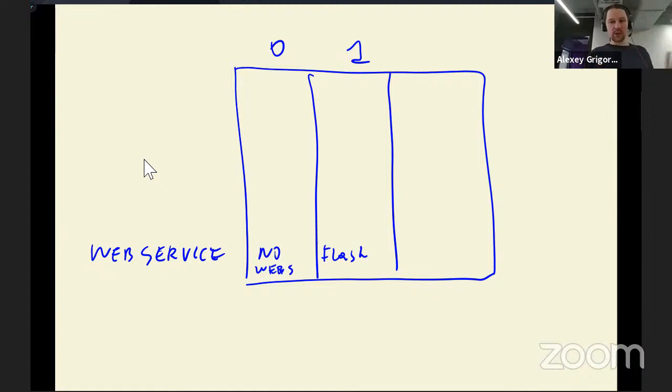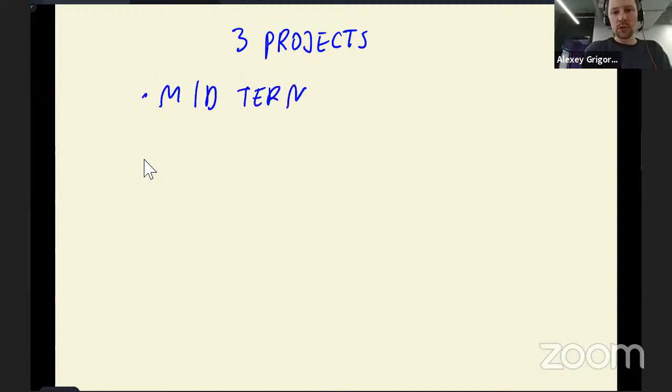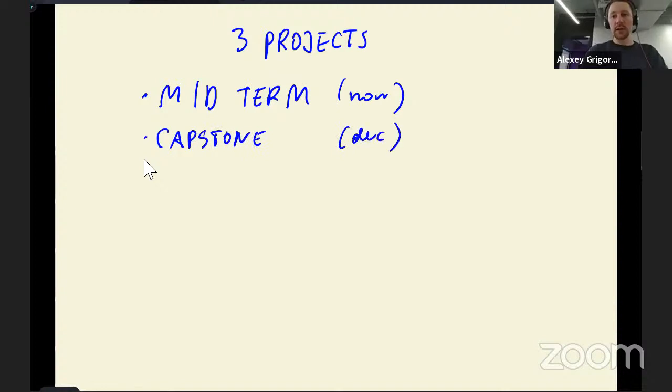Not for this project, but I mentioned in Slack that we will have 3 projects in general. So there will be the midterm, which is this now. Then there will be a capstone project in December. And then there will be a third project. I don't know how to call it. If you have suggestions, please let me know. But there will be a third project, which will be optional for people who completed this and this, in January.